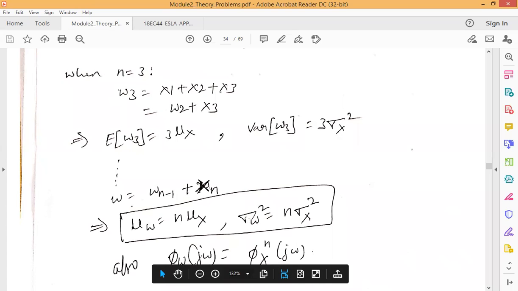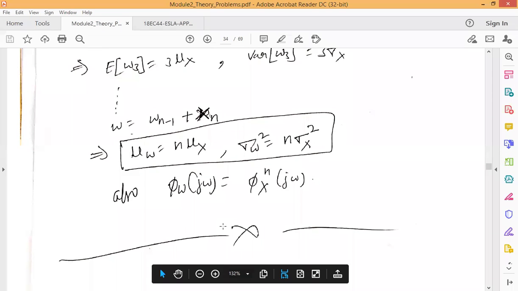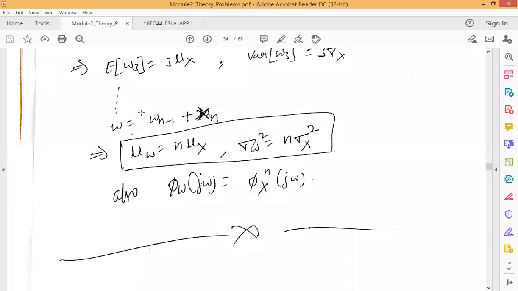Whenever you are given a problem on the sum of IID random variables, you need to remember these equations. In general, whatever equations we have derived, you need to remember. The equations W is equal to W2 plus x3 and W is equal to Wn minus 1 plus xn are nothing but the result of convolution, where they are convolving with the same signal itself.